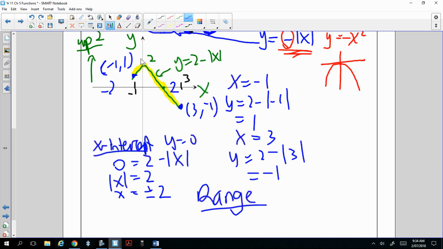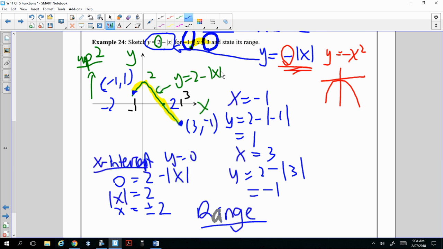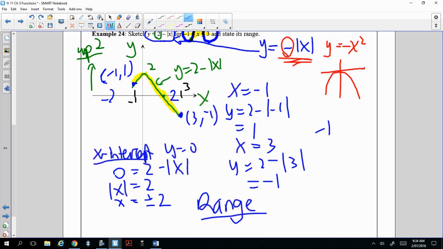Oh yeah, if they throw -1 between x less than 3, you would have to do an open circle and then an open circle instead of a black dot. See that I put a black dot, it would be an open circle if it's bigger than. Yeah, good question.